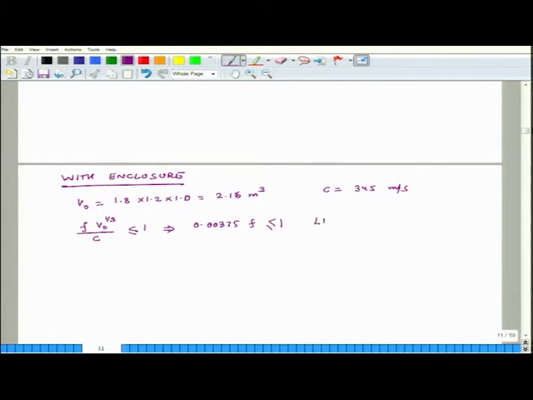Now, let us compute the value of LHS, which is 0.00375 f. So, LHS is equal to 0.468 at 125 hertz. How do I get it? I just multiply this 0.00375 times 125, I get 0.468. So, at 125 hertz, the low frequency assumption, this large enclosure assumption, is not valid.